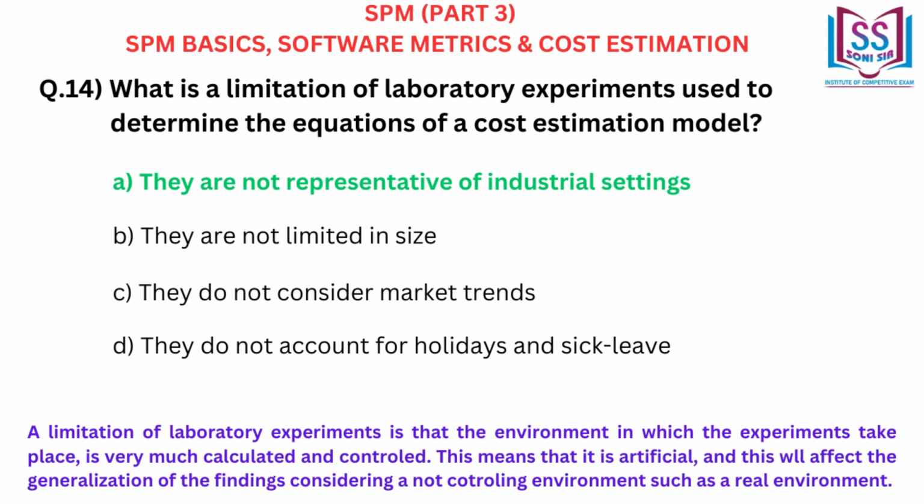A limitation of laboratory experiments is that the environment in which the experiments take place is very much calculated and controlled. This means that it is artificial, and this will affect the generalization of the findings to a non-controlled environment such as a real environment.